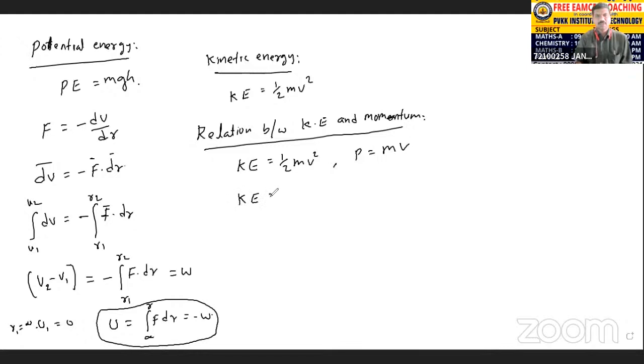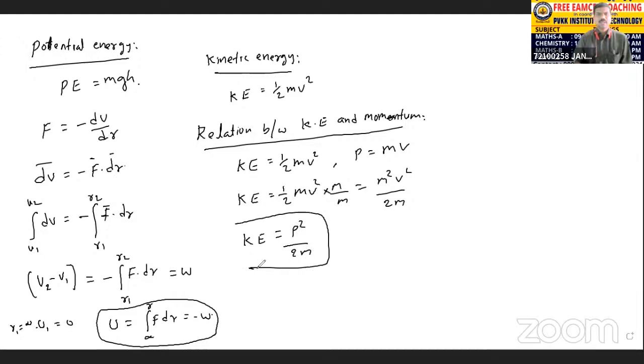So K is equal to half mv square, multiplied and divided by m. We can write this as m square v square by 2m. So KE is equal to, since mv is equal to p, p square by 2m. This equation represents the relation between kinetic energy and momentum.